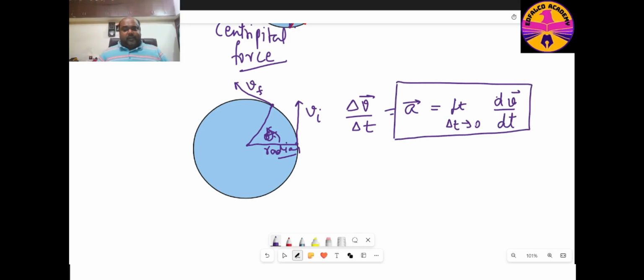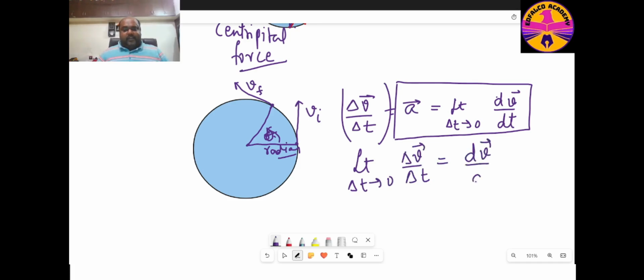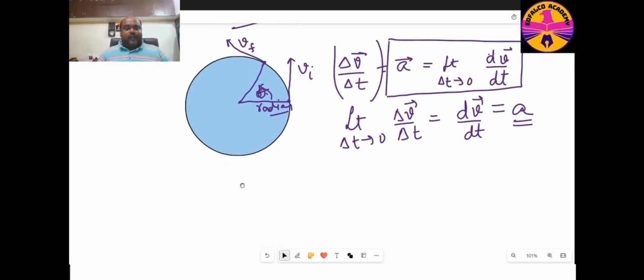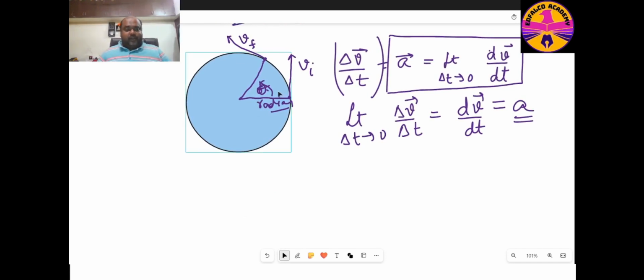So you are applying this limit of delta t tends to 0 on this expression. You are saying the limit as delta t tends to 0 of delta v vector by delta t is dv vector by dt, so that will become your acceleration. Now it is clear that if I am able to find the change in the velocity vector, then I should be able to find the direction, as well as the magnitude of this acceleration. The direction we just understood, so we will be able to tell the magnitude of this acceleration.